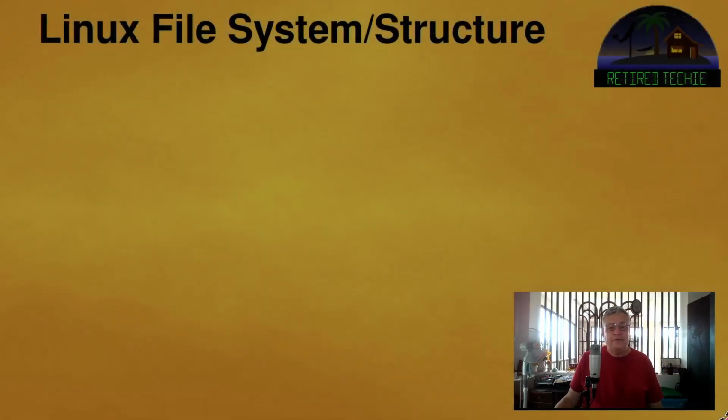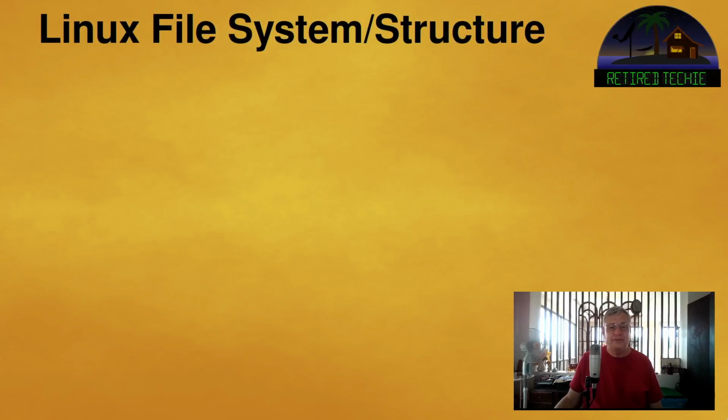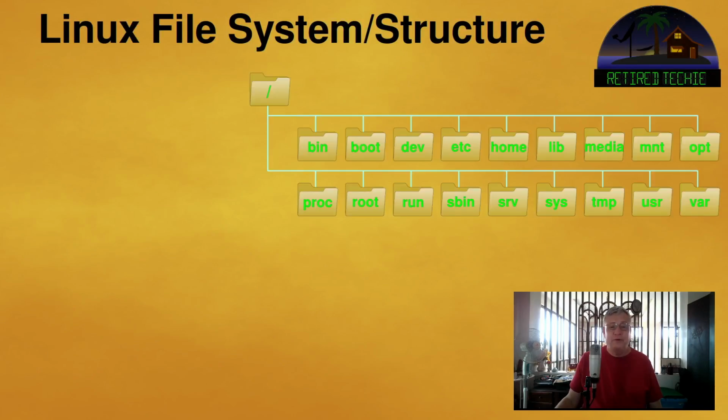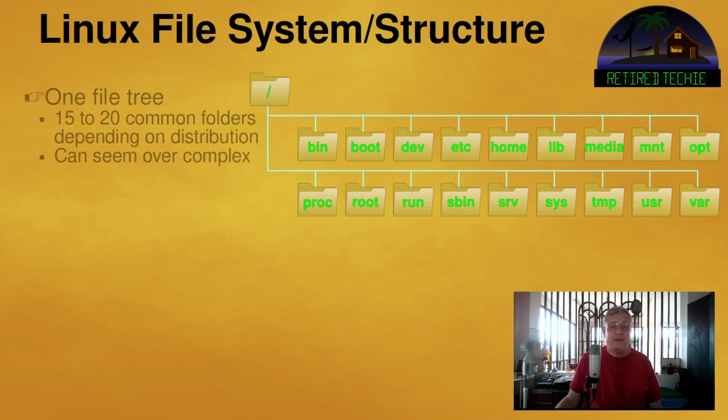All right, now that we've discussed Windows, let's move on to Linux. Linux is different from Windows in that it's all in one large file tree. You've probably heard it said that everything in Linux is a file. Under your root level, which is the top of your file tree, you're going to have 15 to 20 common folders, and this is going to be extremely dependent on what your distribution is.